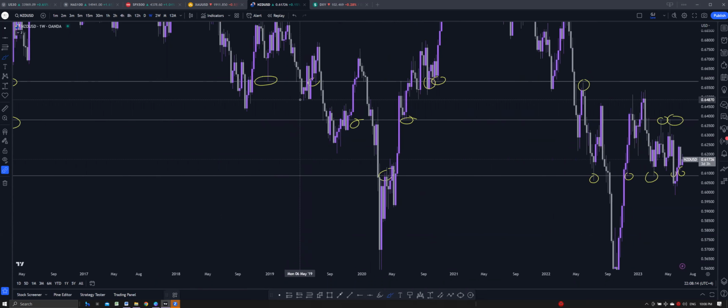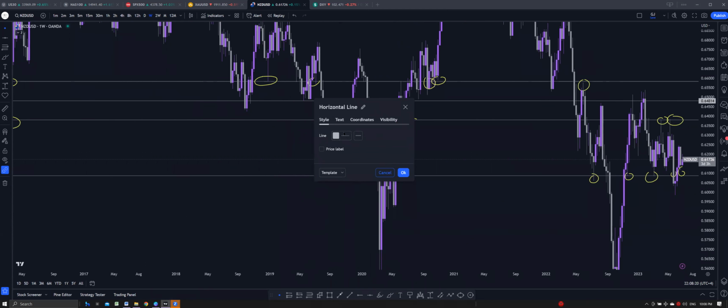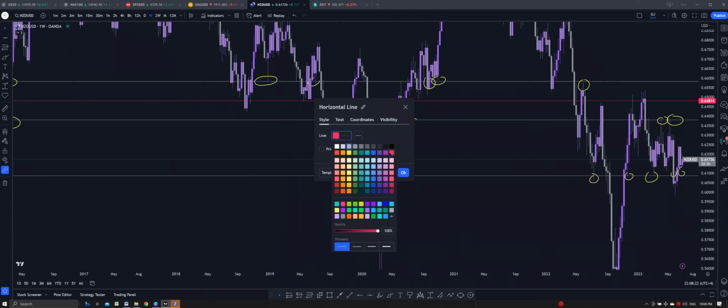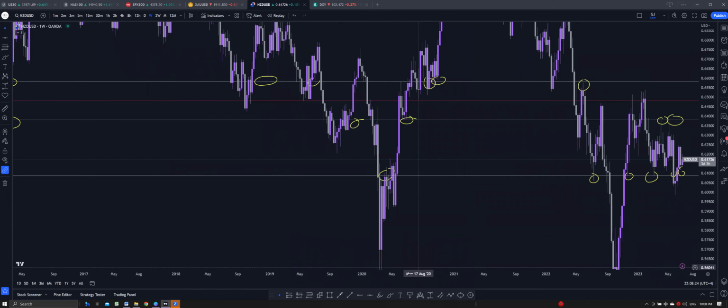So some traders would, for example, mark off this area there. Let's make it a different color. You see how this area is valid. It's a valid area of support and resistance. We do see that happen, right?